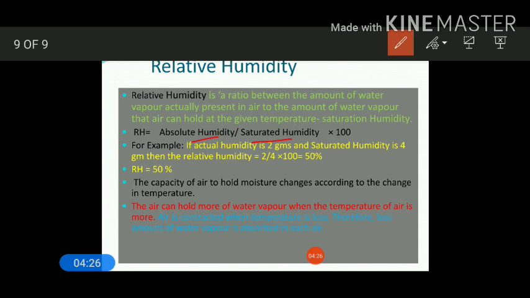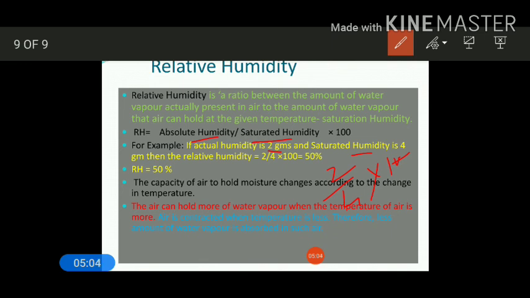So for example, if actual humidity is 2 gram, the actual amount of water vapor in the air is 2 gram, and the saturated humidity is 4 gram, means the maximum amount of water vapor that particular air can hold is 4 gram. Then what will be the relative humidity? So obviously 2 by 4 into 100 will be 50%. So in that particular air the relative humidity will be 50%.